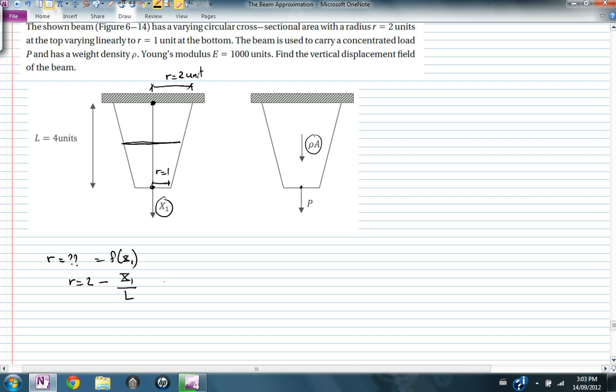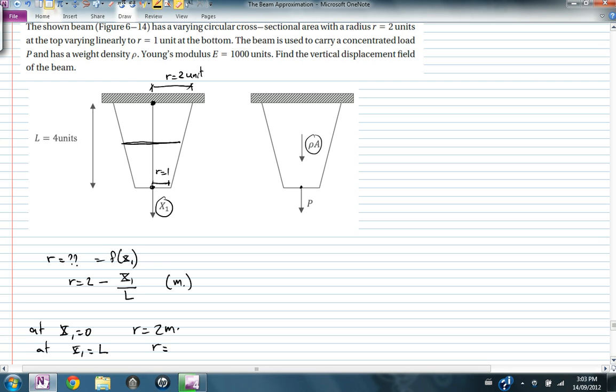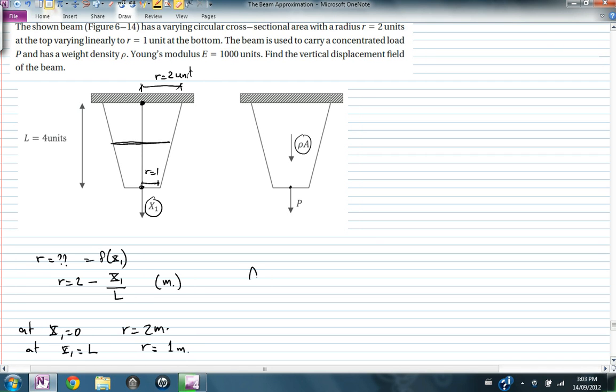And so indeed, that's in meters. At x1 equals 0, r equals 2 meters. At x1 equal L, r is equal to 2 minus L over L, which is equal to 1 meter. Okay, so I found the radius. I also need to find the area, because here the area is a function of x. So the area is equal to pi multiplied by r squared. Okay, so this is the cross-section area.